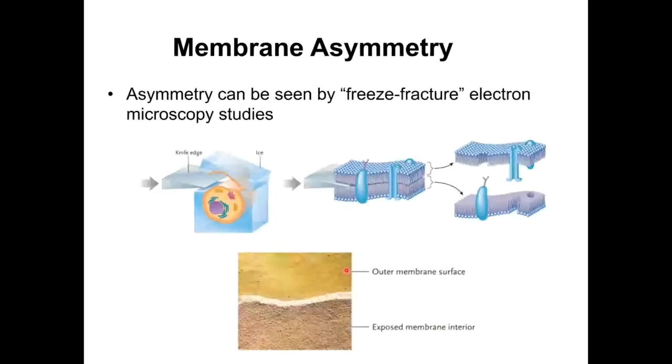And you can visualize this doing an experiment like this one, where you can actually separate the two layers by first freezing the cells. So imagine you take some cells, you freeze them down very quickly. You can do that very quickly in liquid nitrogen. Once they're frozen, now you can apply some force using a scalpel type of structure, like a knife edge here. When you do that, you're applying a force concentrated at the edge of the scalpel, which then will spread through the ice.